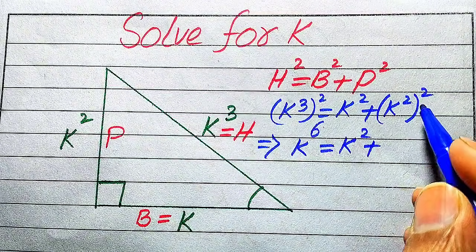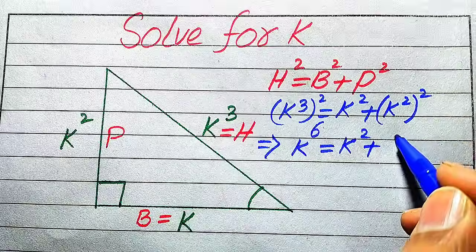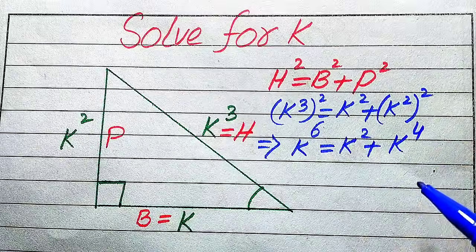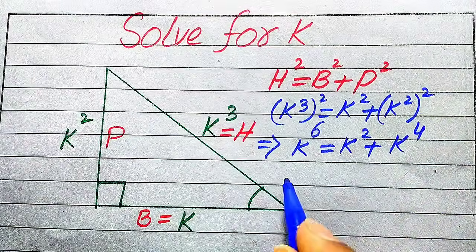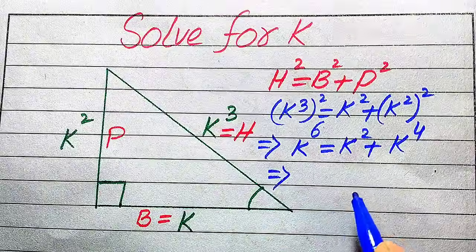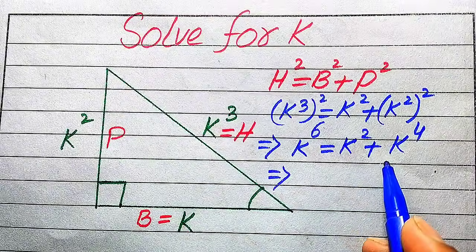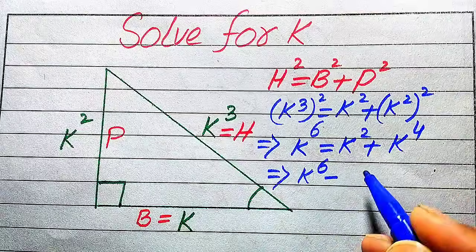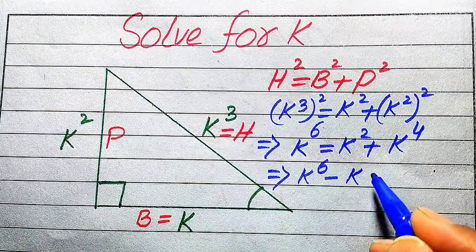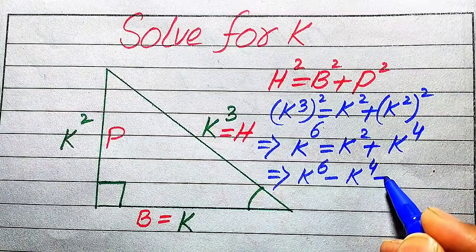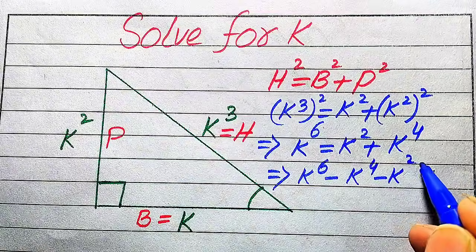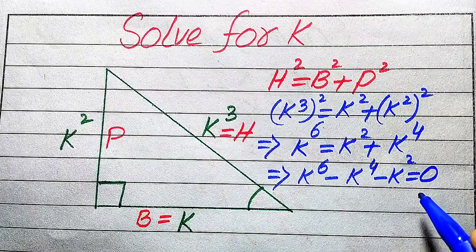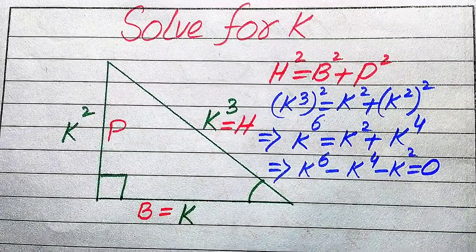Here we again apply the exponential law, and this becomes 2 times 2, which is 4, so k to the power of 4. And now in the next step we need to move these two values from the right hand side to the left hand side, and it will be written as k to the power of 6. This positive value becomes negative, it is minus k to the power of 4 minus k squared, and this whole equation is equal to 0.